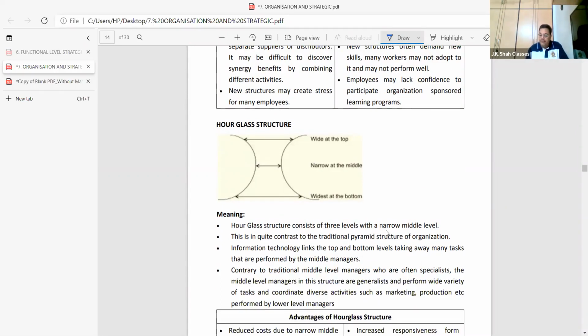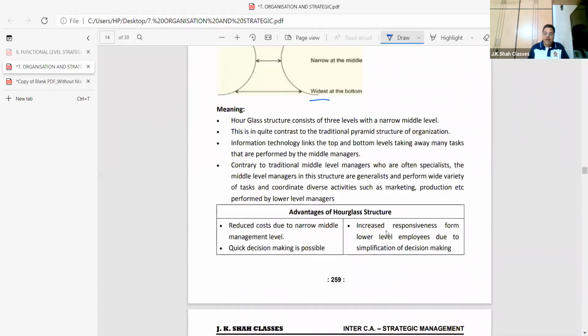Tell me, out of the 3 levels, beta: wide at the top, narrow in the middle, and widest at the bottom. See, the hourglass structure consists of 3 levels with a narrow middle level. Always remember. Then, beta, this is in quite contrast to the traditional pyramid structure.